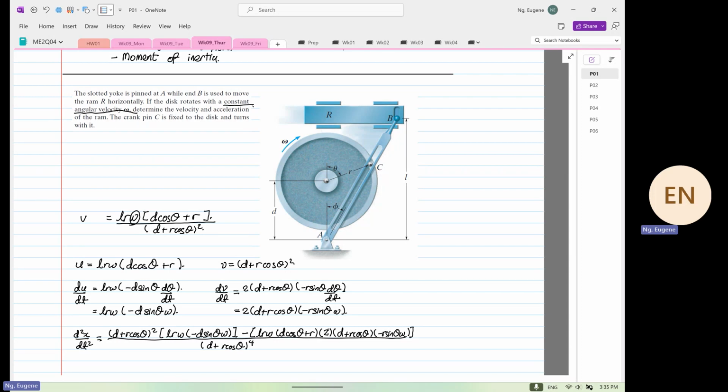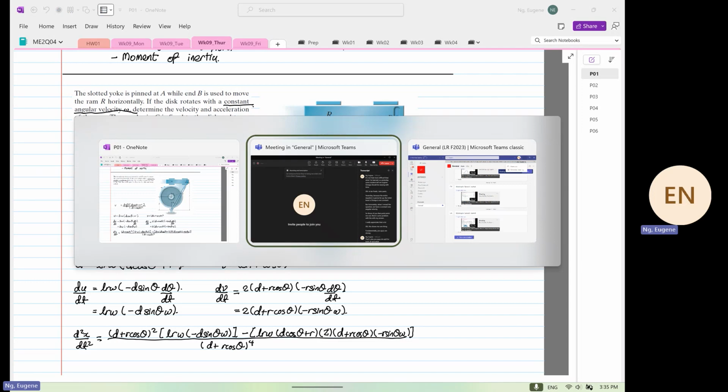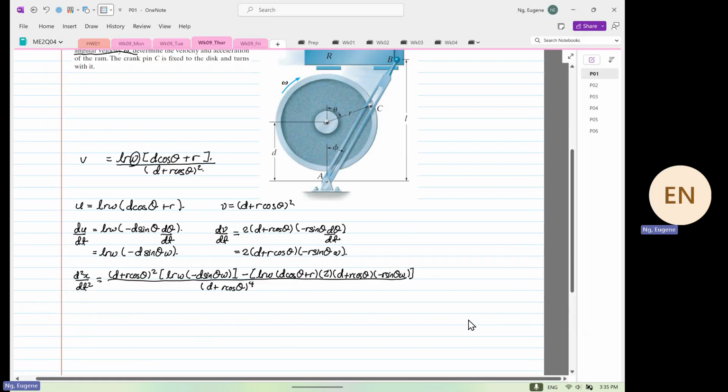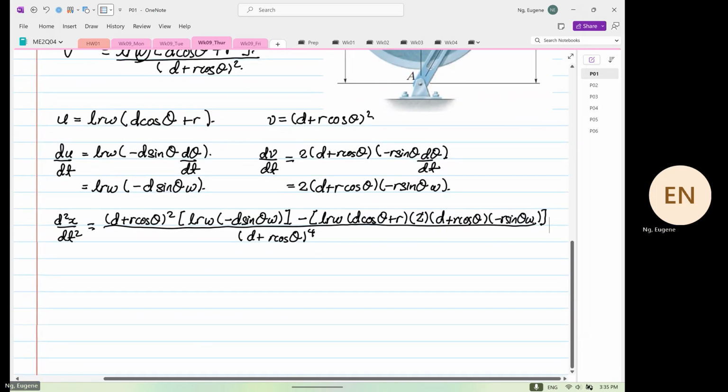This shows me one thing. Fundamentally, you guys are strong. That's why you guys do well for both 2P and what? 2Q. Wait till you see 3A. Anyway, so from here, I'm going to carry on with our problem.